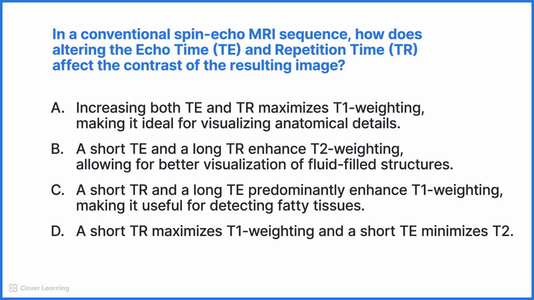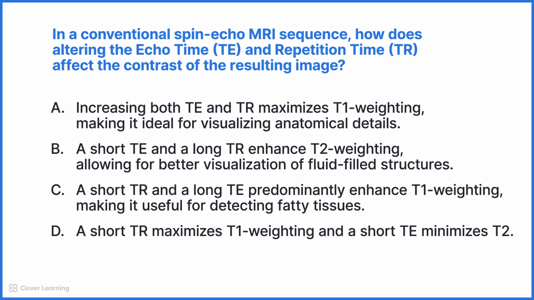Let's take a look at a practice question. In a conventional spin echo MRI sequence, how does altering the echo time, or TE, and repetition time, or TR, affect the contrast of the resulting image? A. Increasing both TE and TR maximizes T1 weighting, making it ideal for visualizing anatomical details. B. A short TE and a long TR enhance T2 weighting, allowing for better visualization of fluid-filled structures. C. A short TR and a long TE predominantly enhance T1 weighting, making it useful for detecting fatty tissues.